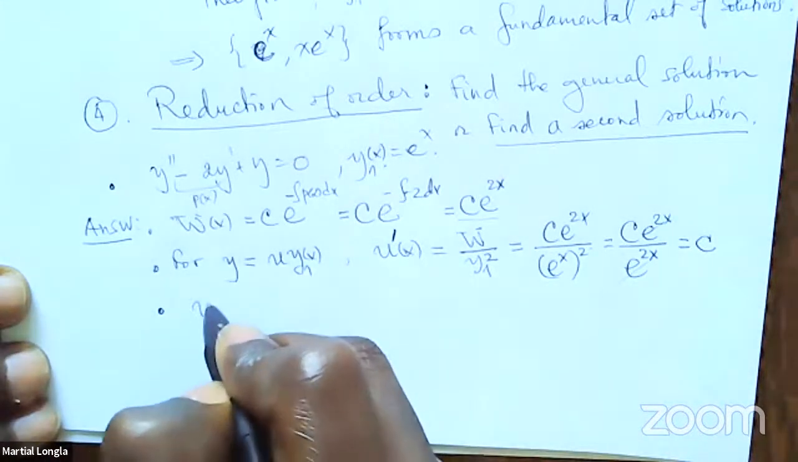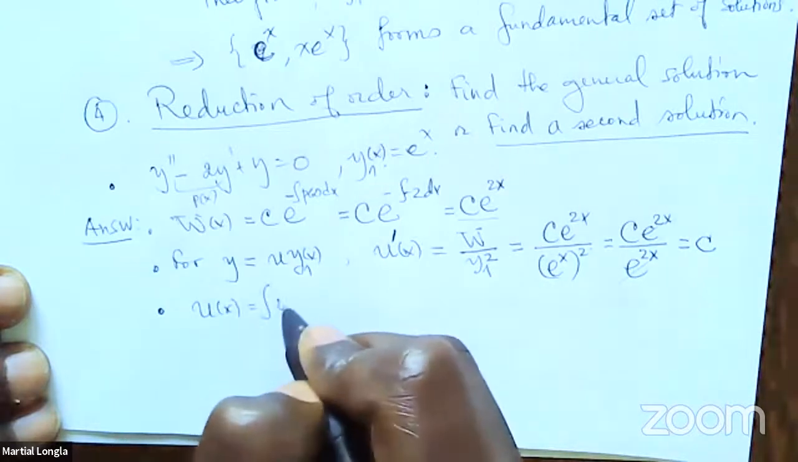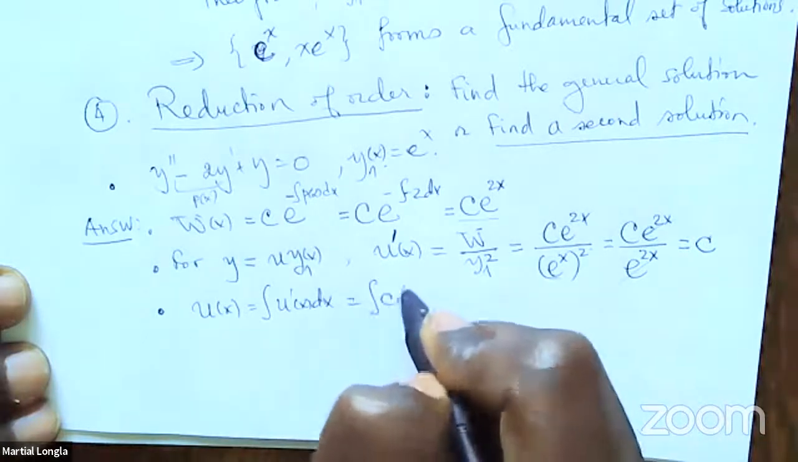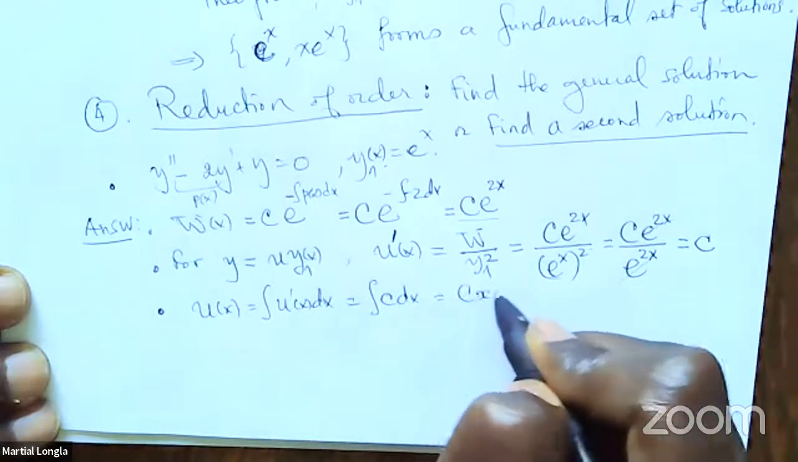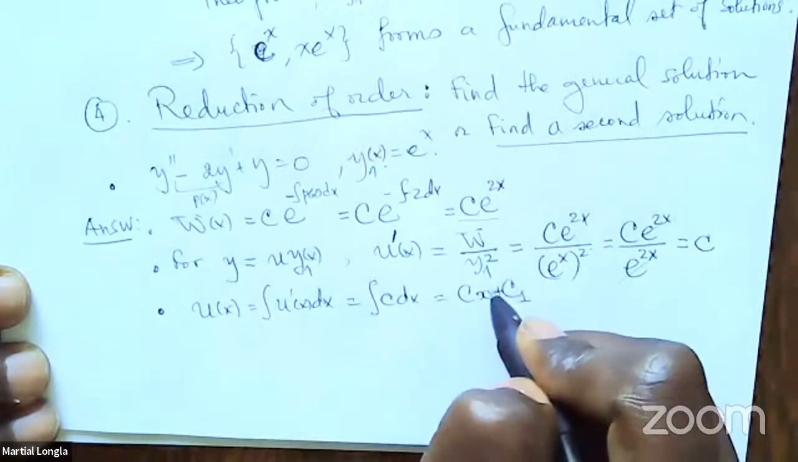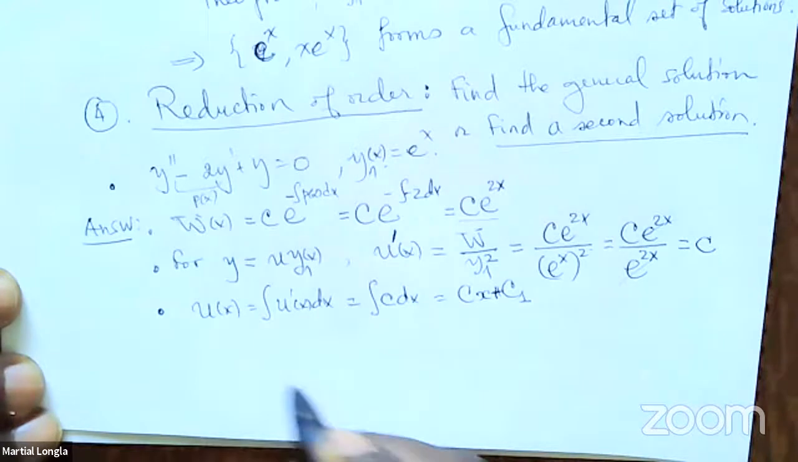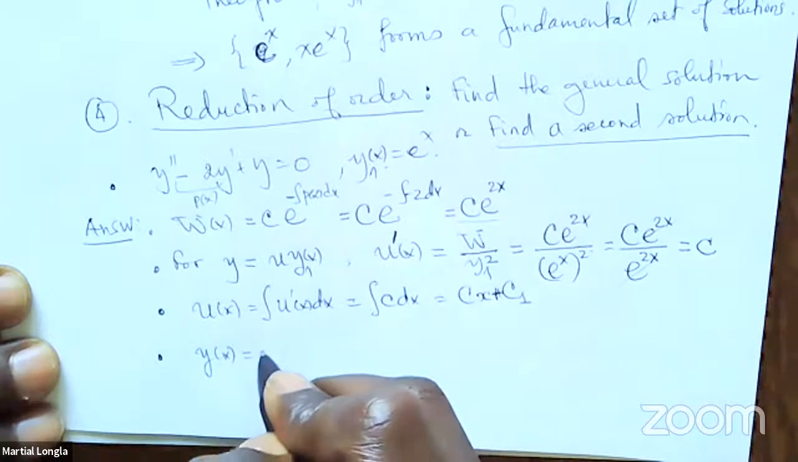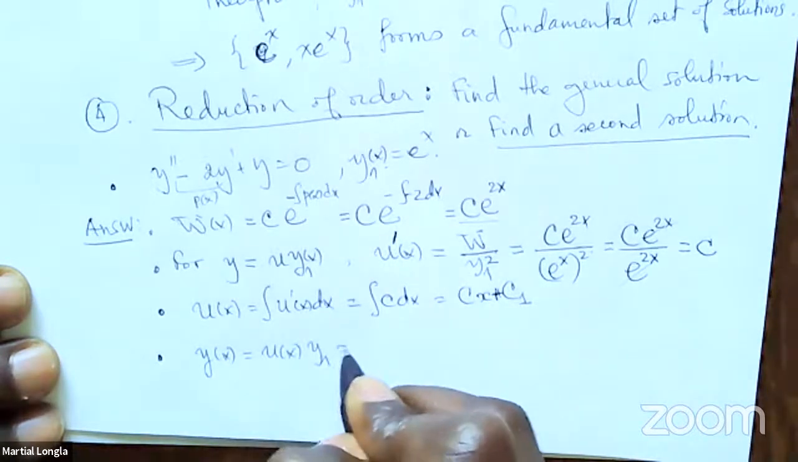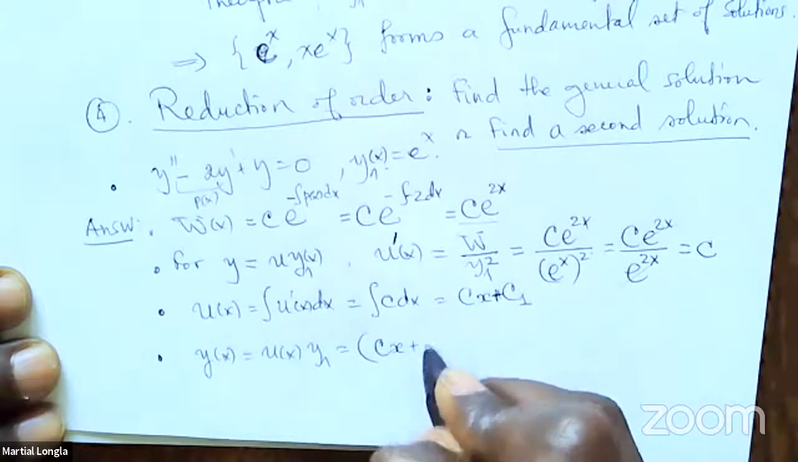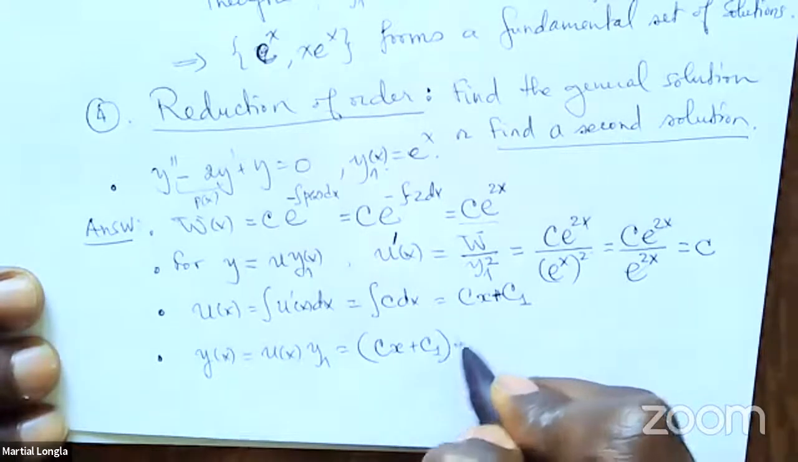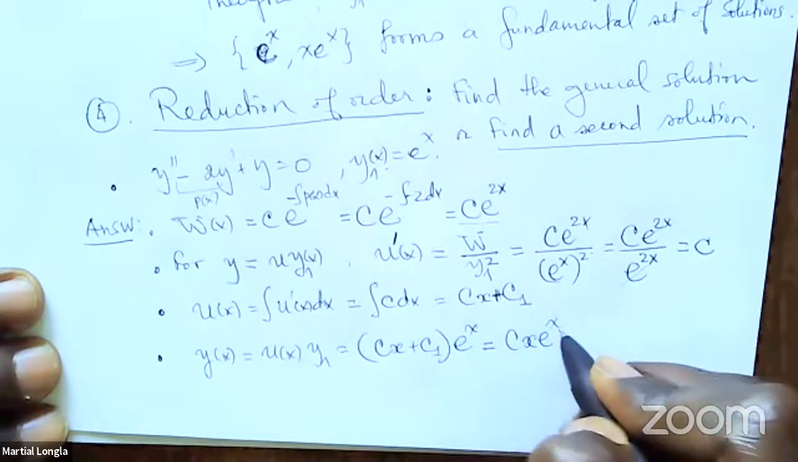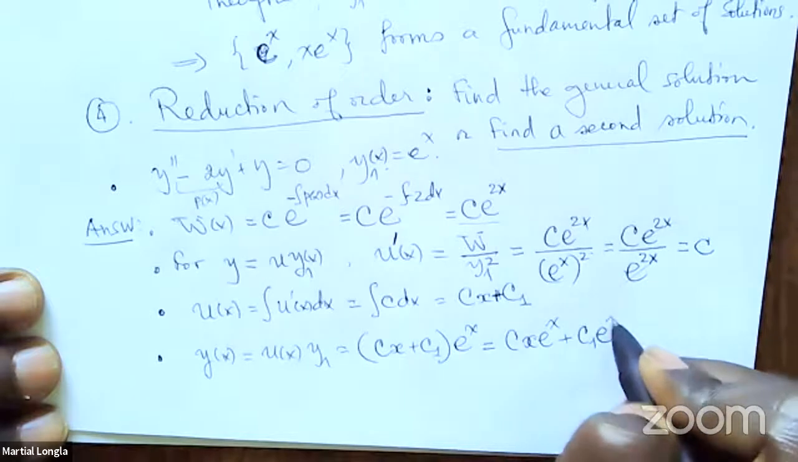Then you find u of x as integral of u prime of x dx, u prime being what you found. So that's integral of c dx. And that's cx plus the new constant of integration c1. And the next step is you get y. That's u of x, y1, which is cx plus c1 times e to the x. Cx e to the x plus c1 e to the x.